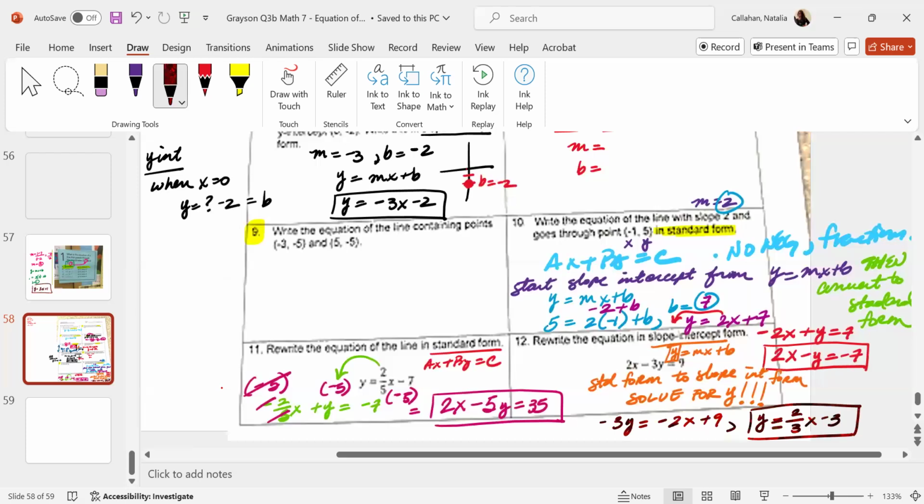First step, you want to move the 2x over to the right side. So you subtract the 2x, move it over to the right side. Then, how do you get rid of the negative 3 times y? Divide by negative 3 on everything. Is your answer correct? Yes.